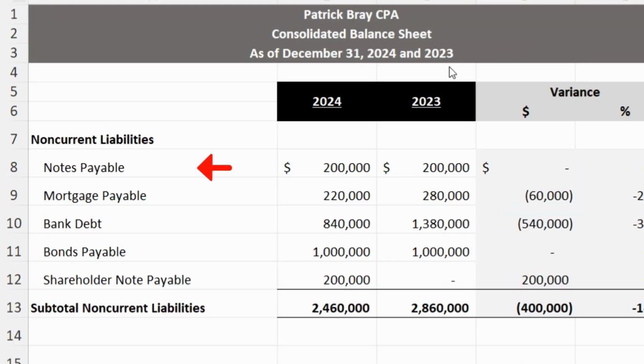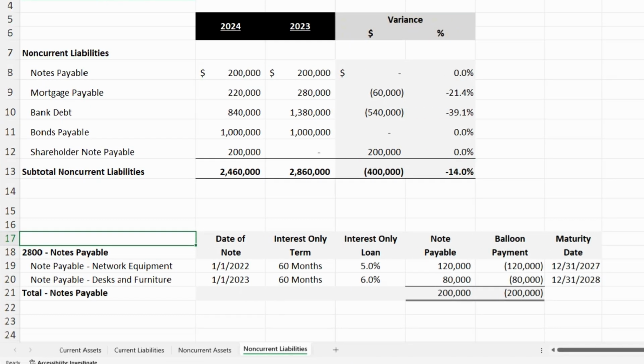And we're specifically going to look at notes payable, mortgages payable, bank debt, bonds payable, a shareholder note payable in this video. These are 5 different types of non-current liabilities. You could also call them long-term liabilities. I think that's the old school name for these. All right, let's dive into this.